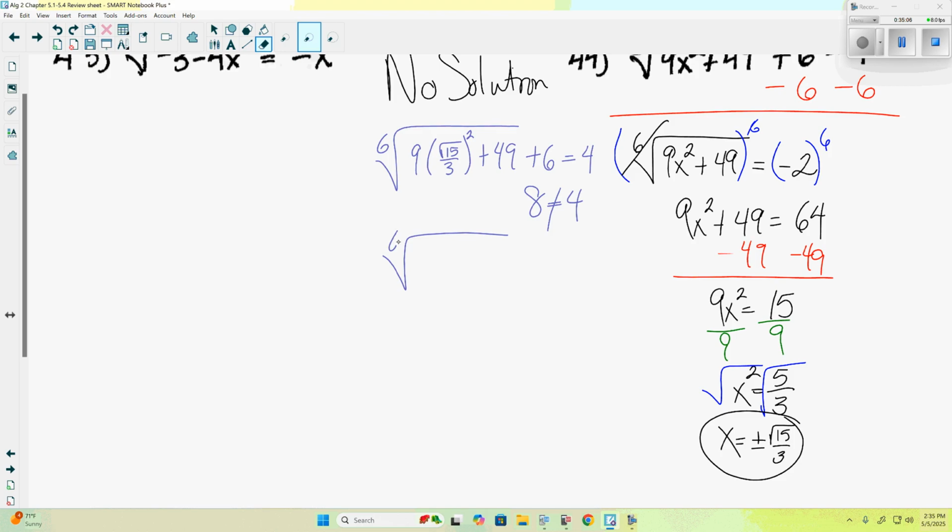And if we do the same thing with the 6th root of negative square root of 15 over 3, squared, plus 49, plus 6 is equal to 4, we actually get the exact same statement. Because our negative square root of 15 over 3 squared becomes positive. So neither one works. Any questions over any of this?